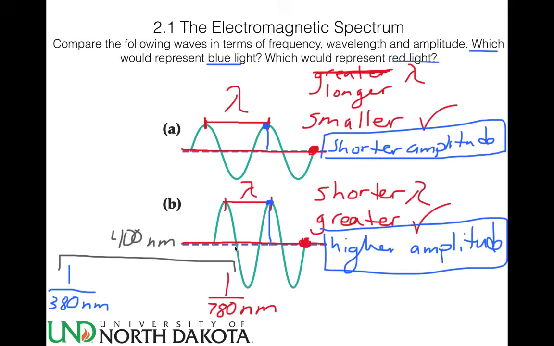So our blue light would be B, because it has the shorter wavelength, and our red light would be A, because it has the longer wavelength.